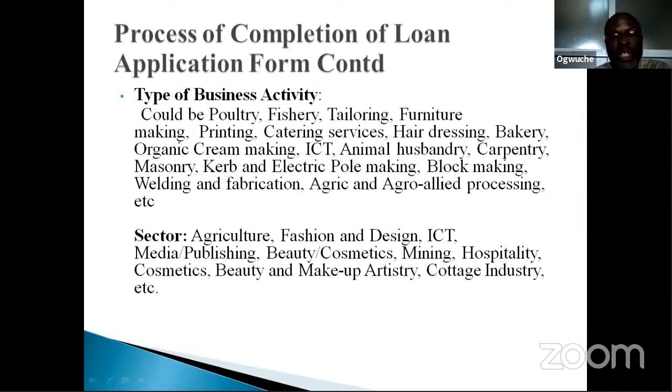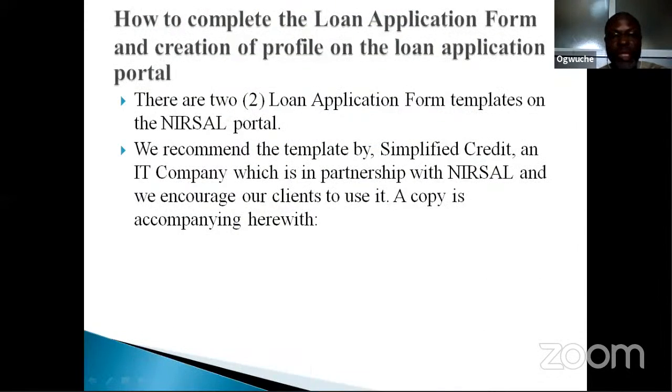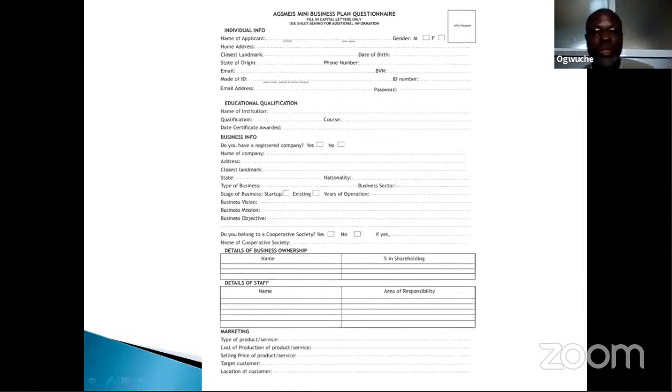So if your business activity, for example, is poultry and fishery, then of course it falls into agriculture. If it's tailoring, of course it falls under fashion and design. Furniture making, all those come under cottage industry. Catering services come under hospitality. Hairdressing and organic cream making fall under beauty and cosmetics, or beauty and makeup artistry. So that's how we differentiate between a business activity and the business sector. So let's go back to our form. That explains the type of business and the business sector.